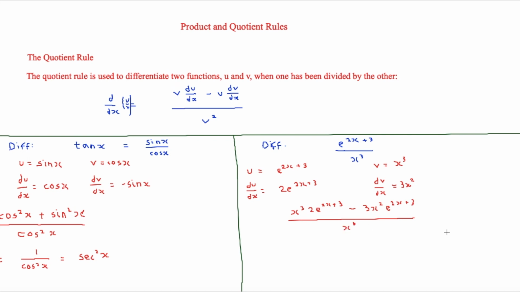Now it's time for a bit of cancelling, and in both of these we have an x squared. So what we're going to be able to do is cancel that just to make it x, and cancel this and make it x to the 4. What we can also do is each of them have an e to the 2x plus 3. That means that we're going to be able to take this e to the 2x plus 3 out.